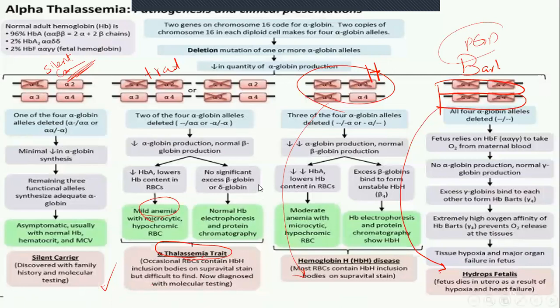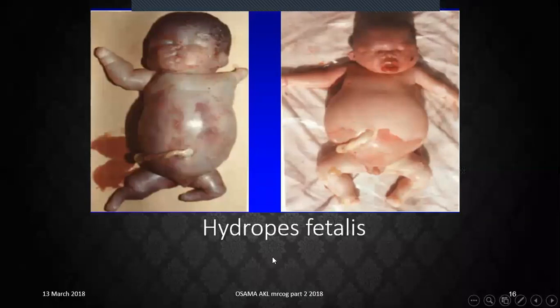Okay, if both of them are carriers, we can offer donor insemination by donor semen, or we can offer oocyte donation. This is the appearance of hydrops fetalis, which occurs with hemoglobin Barts, in which the 4 genes are affected. And of course, this is incompatible with life, as you see.